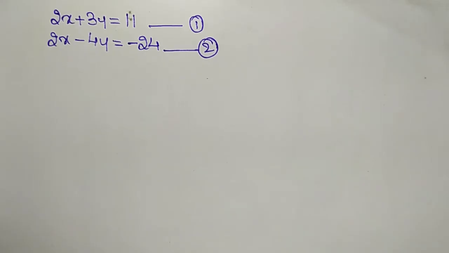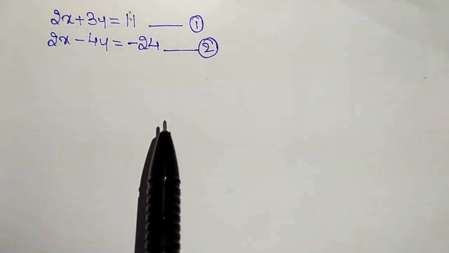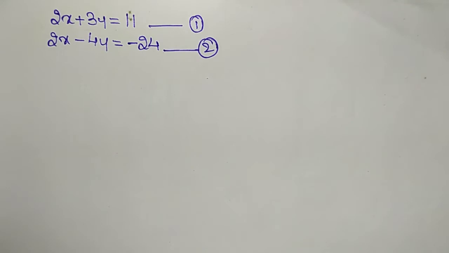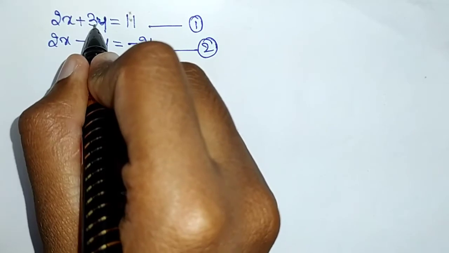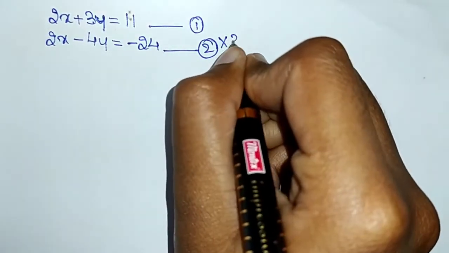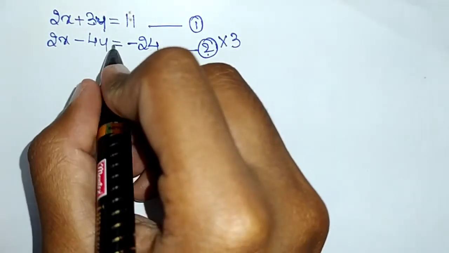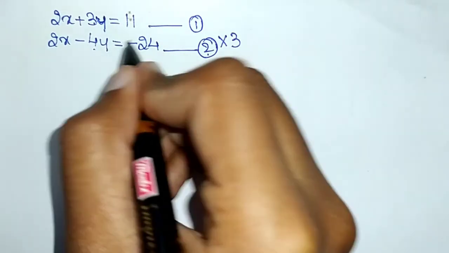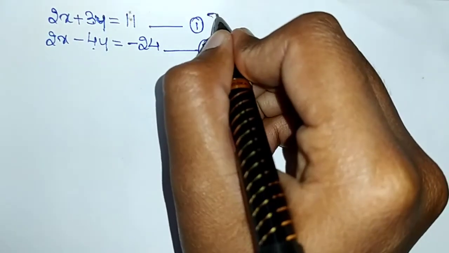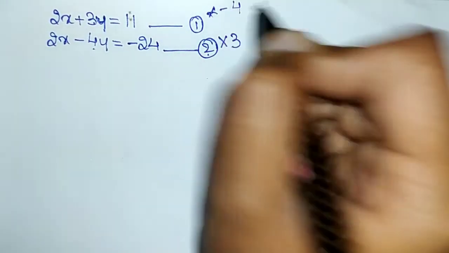Now consider another two sets of equation. 2x plus 3y is equal to 11 and 2x minus 4y is equal to minus 24. So here let us eliminate y this time. So first, coefficient of y in equation 1 is 3. Multiply 3 to equation 2. Similarly, coefficient of y in equation 2 is minus 4. So multiply minus 4 to equation 1.